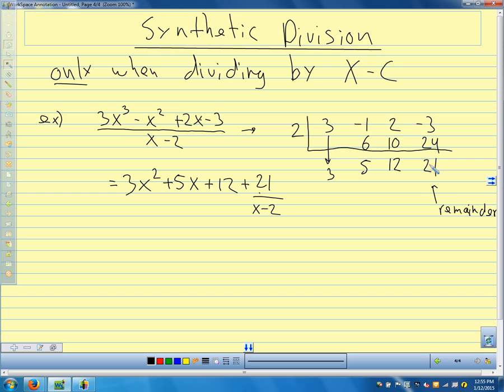Wait, so where do you get the 6, 10, and 24 from? So I always bring that first number down. 2 times 3 is 6. I write that there. Add. 2 times 5 is 10. Add. 2 times 12 is 24. And then add. How do you know that it's a remainder? The last one? The last one's always a remainder. Yep, the last one's always a remainder.